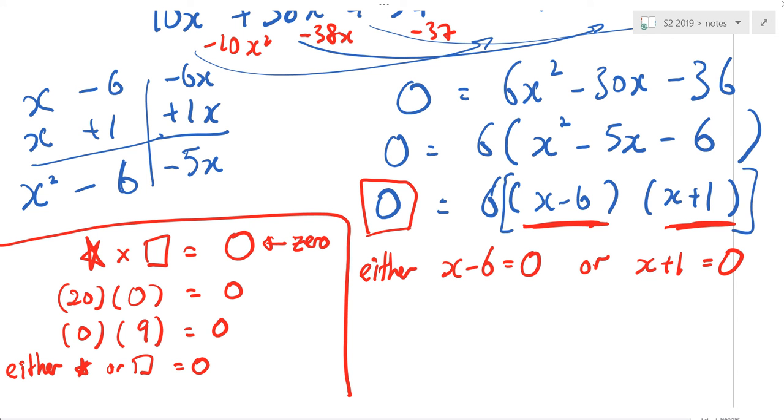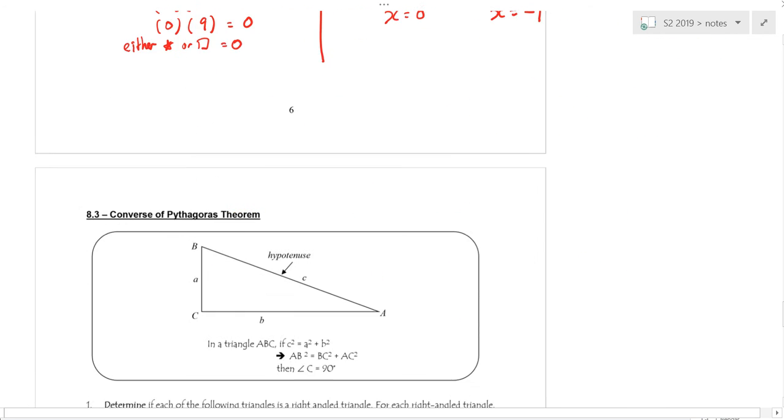If I have x minus 6 equals 0, what can you say about x? x equals 6. How about this? Negative 1. Do you know that you need to reject one answer? Which answer do you reject? By looking back at the question.